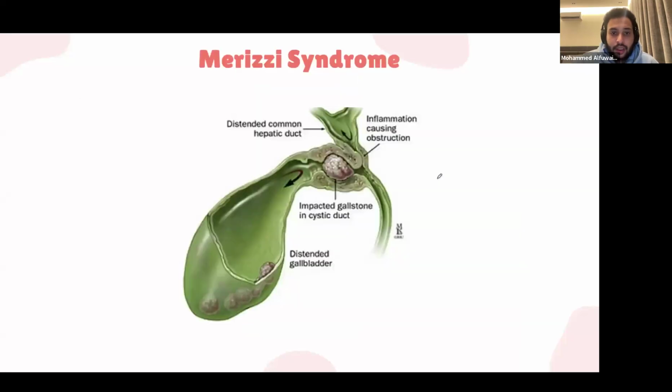Okay. Now, Mirizzi syndrome is basically this. You have a stone that's in the cystic duct or the infundibulum, which is over here, this part of the gallbladder, that's causing external obstruction of the common hepatic duct, which will cause both cholecystitis and bile stasis, which can present as ascending cholangitis in this patient.